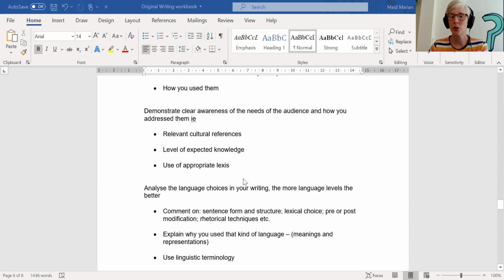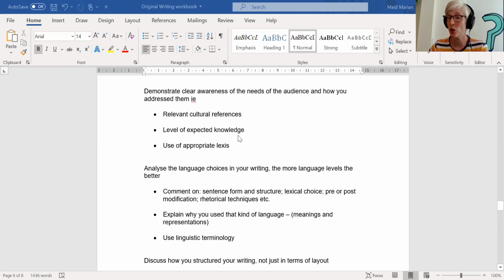Explain how you were addressing the needs of your audience, how your style model addressed the needs of its audience, and how you address the needs of your audience. I've put some examples there referring to cultural things they'll be aware of, pitching it right for the kind of expected level of knowledge you have, and using lexis that you can expect them to understand. You could also talk about how the register you chose was appropriate for the audience.